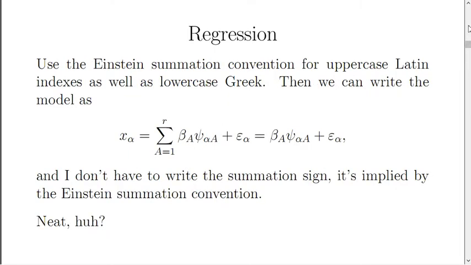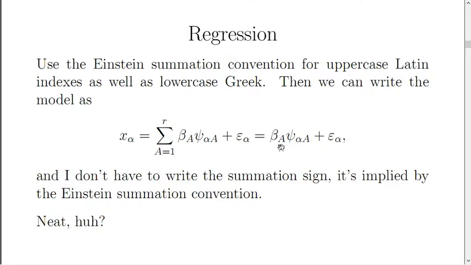We're going to use the Einstein summation convention for uppercase Latin indexes as well as lowercase Greek. Then we can write the model in this way. We already know that x is equal to the sum of each parameter times its corresponding trial vector plus noise. I'm just going to write it like this. And the fact that the uppercase Latin letter A is repeated means we should sum over all possible values.